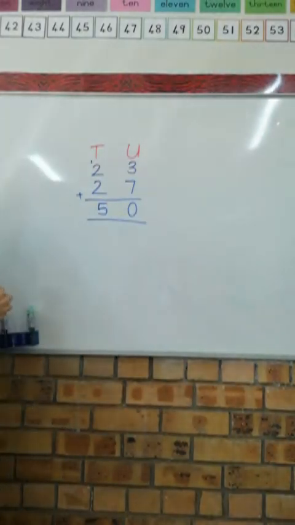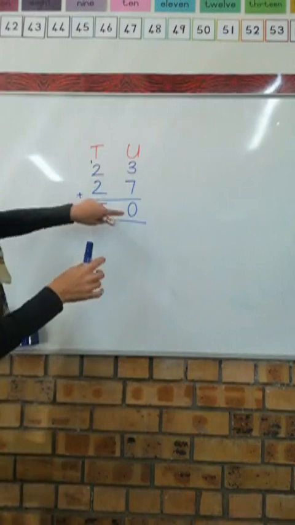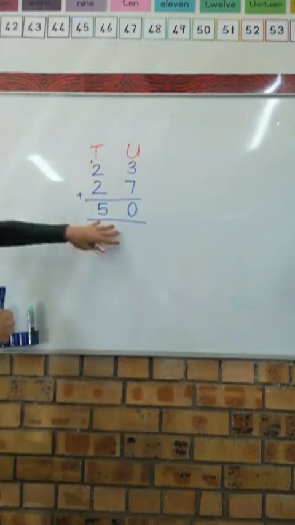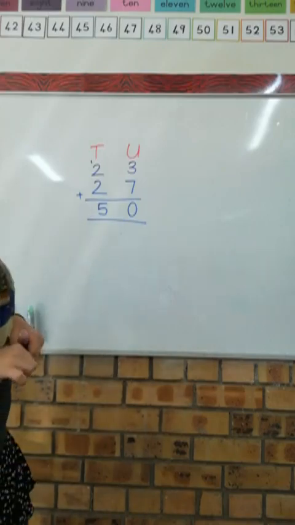This is very difficult, guys, and it's going to take a bit of time for us to remember to take the 10s into the 10s column. But this is how we do these kinds of sums. Okay.